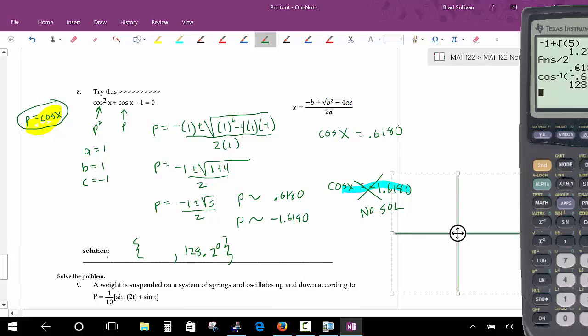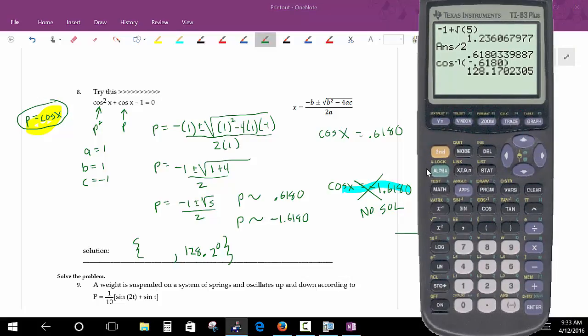How did you get 128? What's the inverse cosine of 0.6180? Oh, I put a negative in there, didn't I? Okay, I'm blind. Sorry, I'm having trouble. So I've got inverse cosine of 0.6180, quadrant 1. How about that? Is that better? Okay, sorry about that.